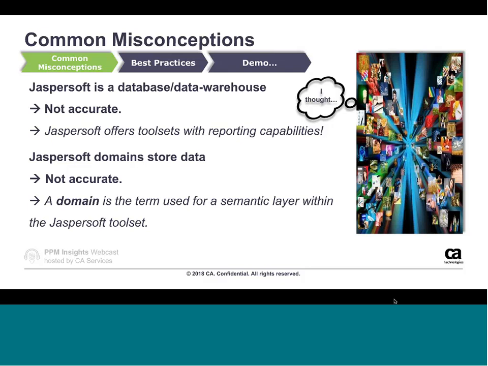Another common misconception is that Jaspersoft domains store data. Not accurate. Jaspersoft domains are pointers. They're like a map, a reference to how the tables within your database are related. In the business intelligence world, it's referred to as a semantic layer, but Jaspersoft uses the term domain to define their specific semantic layer. So in other words, when you're looking at a domain, it looks at your tables. Behind the scenes, a technical resource will join your tables together and provide meaningful business-friendly names for each of the columns that will allow you to create ad hoc dynamic reports as a business analyst or someone that's non-technical.